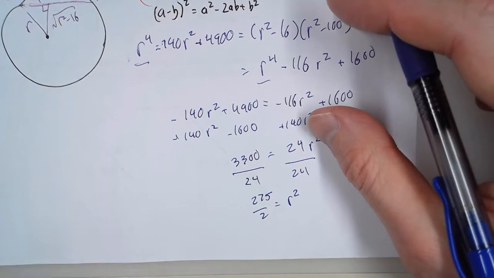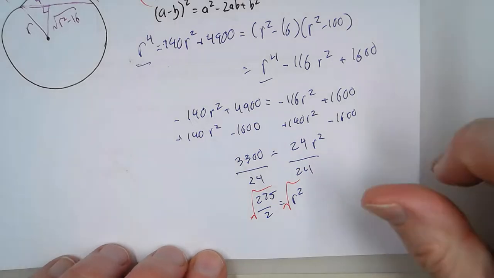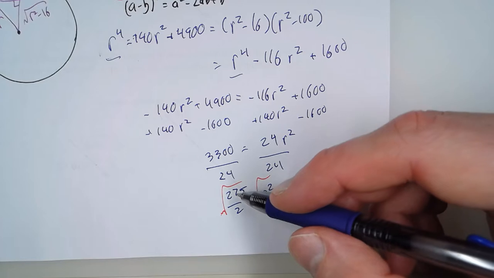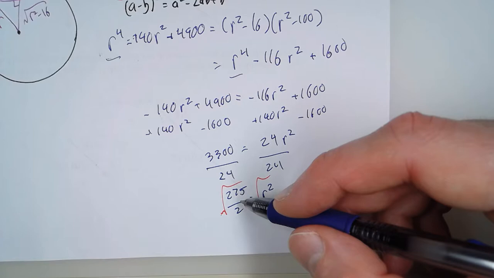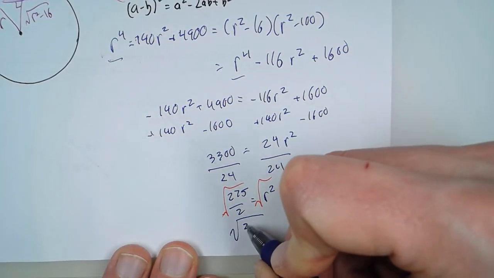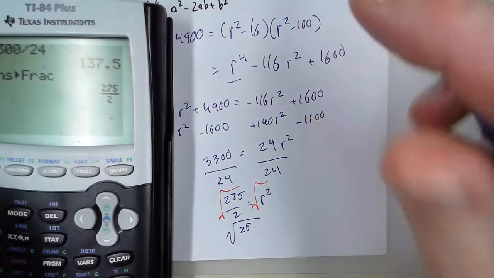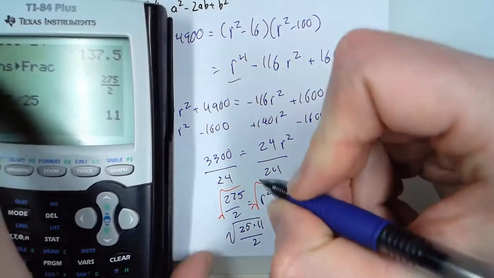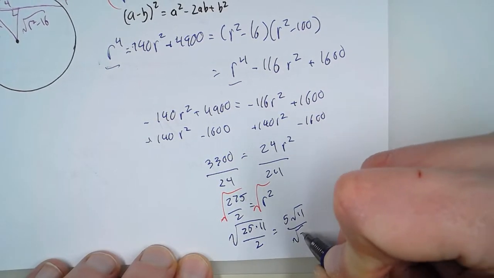Now we want the exact value because we're going to have to take the square root. So let's see. Square root of 275 and 2. Well, neither of those are perfect squares. But 275, let's see. How can we break that up? 275. Let's see. Can we take out 25? I bet we can. 275 divided by 25 is 11. There we go. So we have 5 square root of 11 over square root of 2.